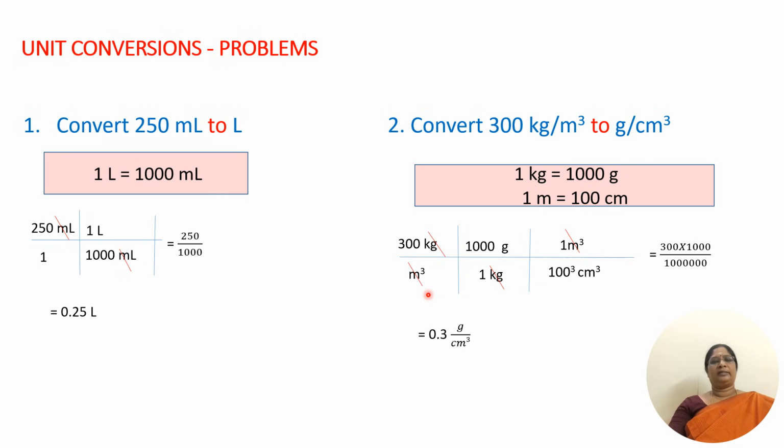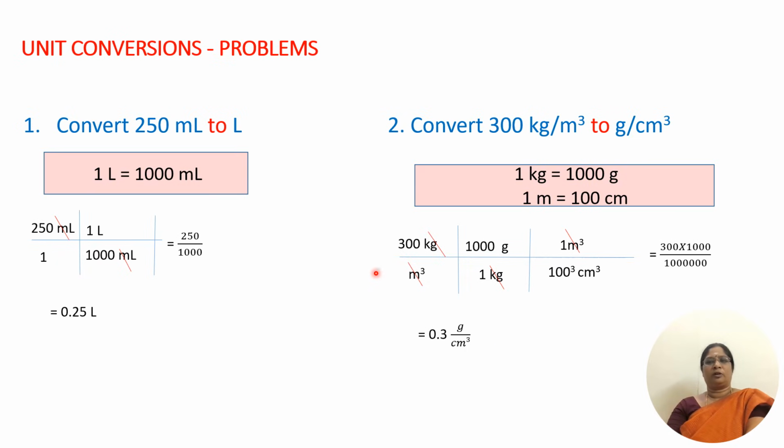And meter is there in the denominator. For unit conversion the meter should come in the numerator. So we know that 1 meter is equal to 100 centimeter. Since it's cube, we are writing 1 meter cube is equal to 100 raised to the power of 3 centimeter cube. Now the meter cube gets cancelled. So multiply the terms in the numerator, that is 300 into 1000, and divide by the term in the denominator, that is 100 raised to the power 3. So the answer will be 0.3 gram per centimeter cube.